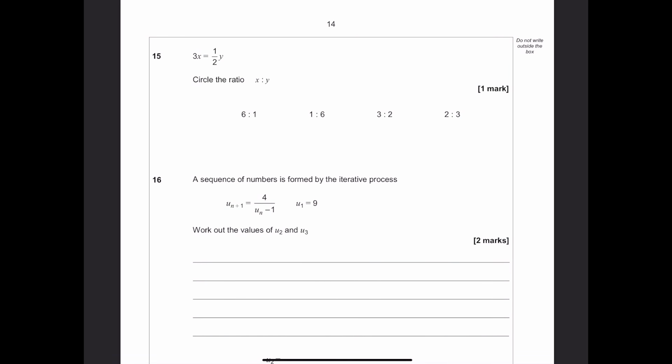3x equals half y. Circle the ratio of x to y. If we just multiply this by 2, we're going to get 6x equals y, so it's going to be in the ratio 6 to 1.